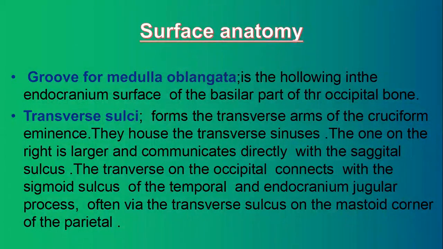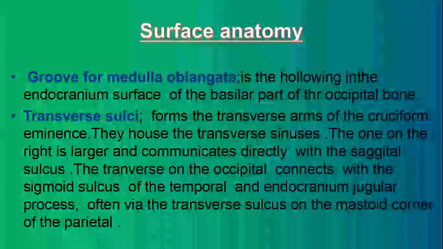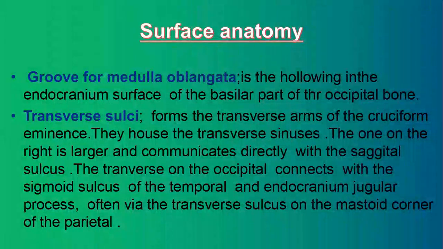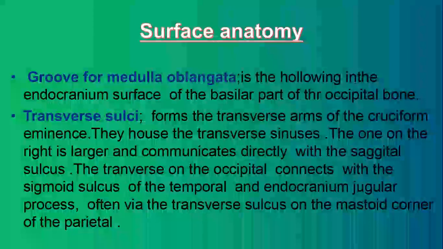Then you have the transverse sulci, which form the transverse arm of the cruciform eminence. They house the transverse sinuses. The one on the right is larger and communicates directly with the sagittal sulcus. Then the transverse sulcus on the occipital connects with the sigmoid sulcus of the temporal and the endocranial jugular process, often via the transverse sulcus and the mastoid cone of the parietal.